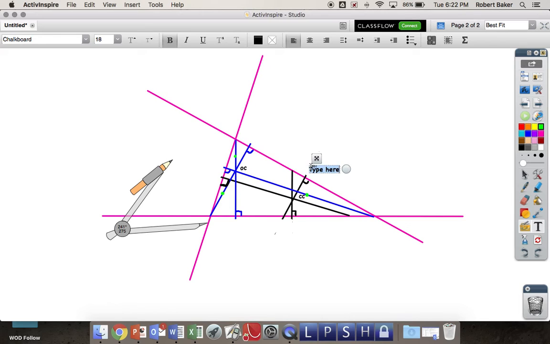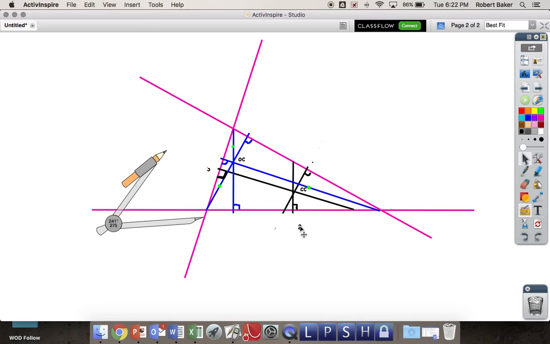So black is perpendicular bisectors, that's point 1. This is point 2. And this is point 3. Okay. This is going to help you guys see the 9-point circle. So I got point 1, 2, and 3.